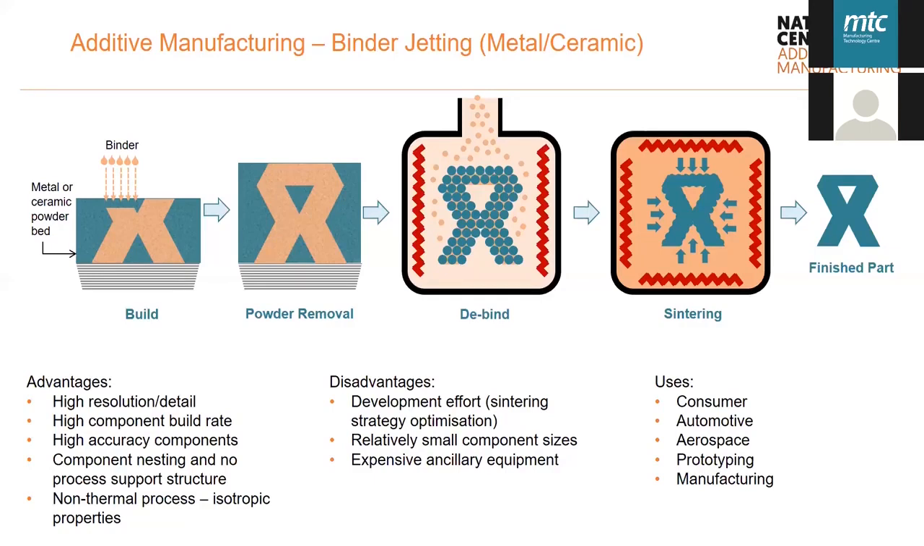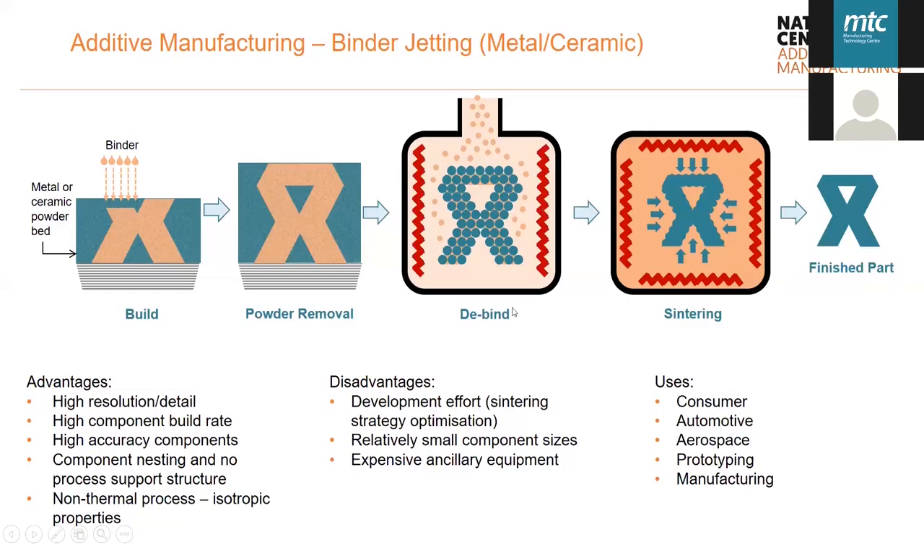And again, you can manufacture high accuracy components. These components can be nested and no support structures are required during the actual process. The process itself is also non-thermal during the beginning stages. So once sintered, your properties are more isotropic than what you might find with other metal powder bed processes. The disadvantages are potential development efforts.